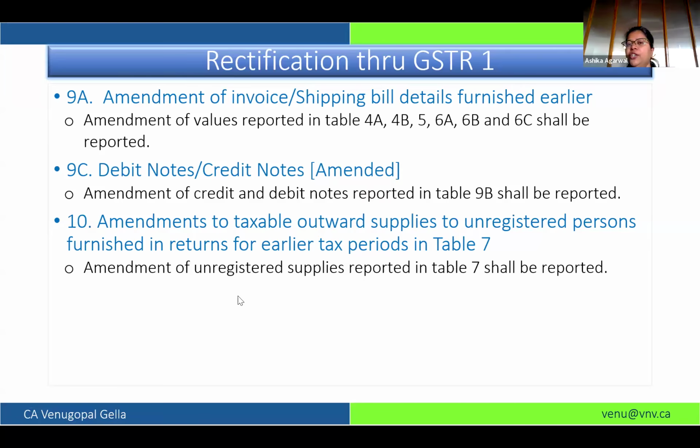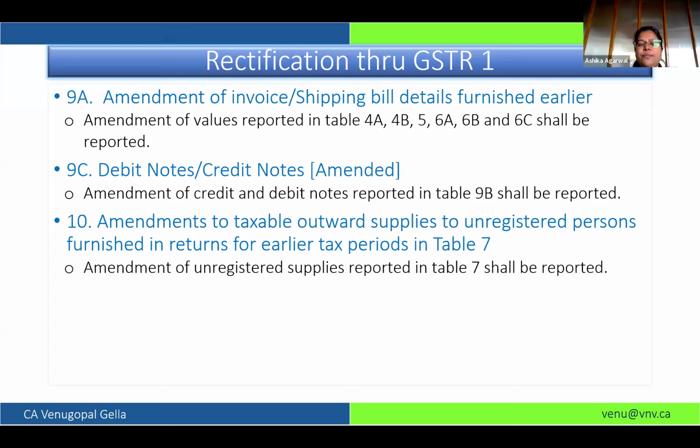Now here, when we are talking about changes through GSTR-1, prior period transactions will come. So any error or any omission you have made, not only for 24-25 but also for 25-26, can be rectified. There are different tables available.